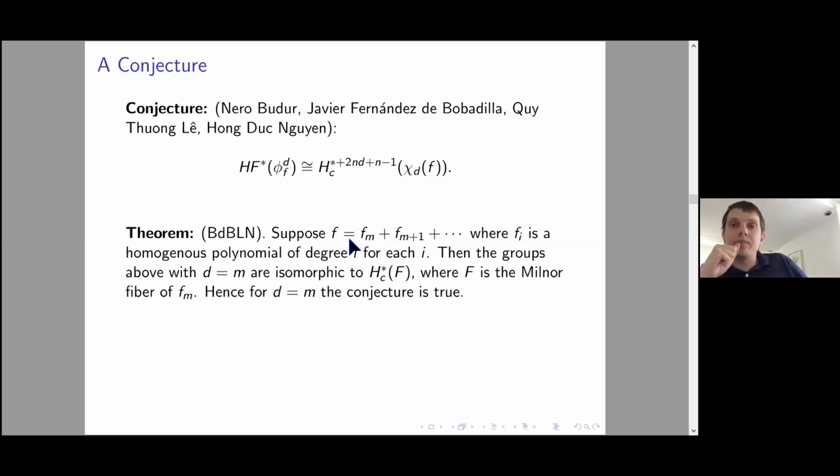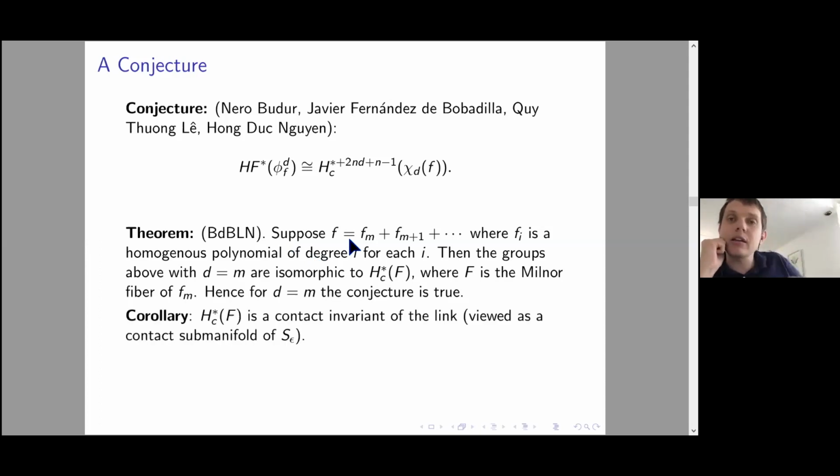And so as a corollary, they get that the compactly supported cohomology of the Milnor fiber of the first homogeneous component, the homogeneous piece of the polynomial, is a contact invariant of the link. Again, of the link as a submanifold of the F = s epsilon. So this is actually an example. These people are algebraic geometers. They didn't write down a single contact form or symplectic form anywhere in their paper, yet they proved this symplectic result.